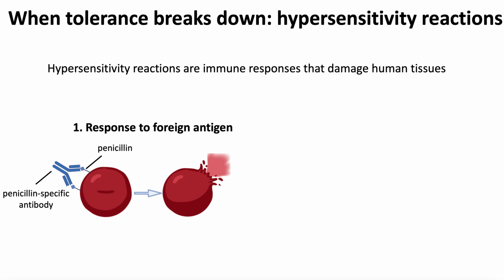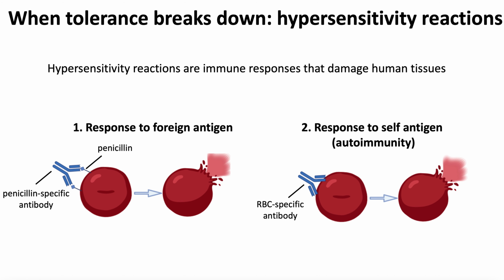For example, here I've shown a red blood cell, and there's a well-known phenomenon in which penicillin can covalently attach to the surface of red blood cells. If antibodies develop to penicillin and bind to that penicillin, they may in turn induce the destruction of these red blood cells. And so even though the target of the antibody is not a self-antigen, it does lead to destruction of self-tissues. Alternatively, antibodies may be specific for a red blood cell specific antigen, a self-antigen, and this is a phenomenon that we term autoimmunity.